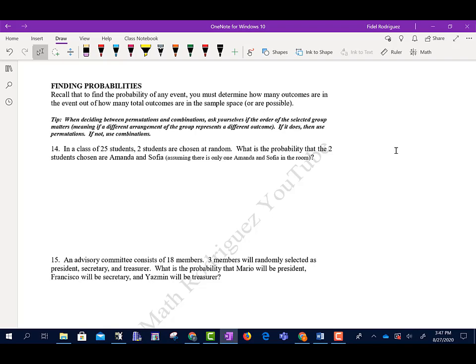Okay, so it says, in a class of 25 students, 2 students are chosen at random. What's the probability that the 2 students chosen are Amanda and Sophia, assuming that there's only one Amanda and Sophia? Let's think about it. Suppose we choose Amanda and then Sophia. Would that be any different if we chose Sophia and Amanda? No, because we're just choosing those 2. They're not going to be president, vice president, secretary, whatever. They're just being chosen. So there's only one way of choosing.